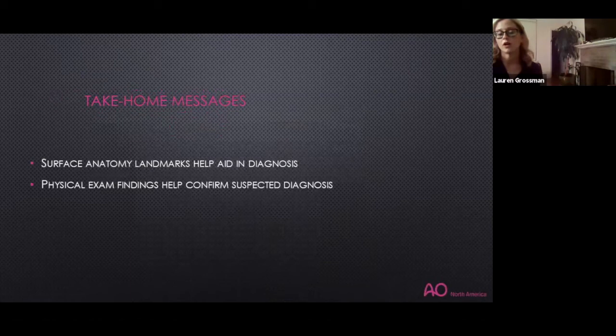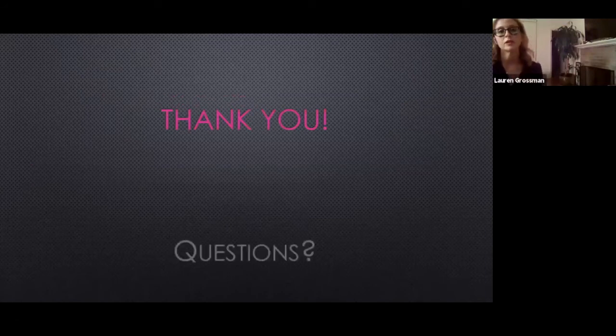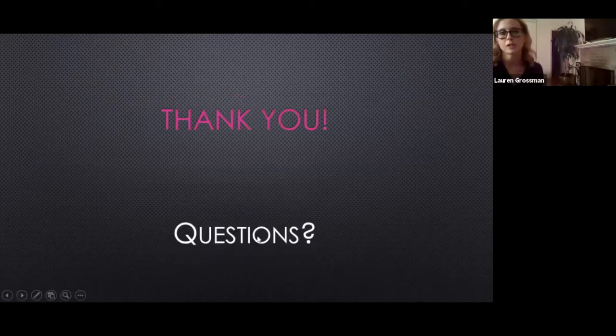So all in all, I believe that we've covered all the surface anatomy of the wrist and hands, able to determine the landmarks, and then use these landmarks in order to help diagnose, and then use the physical exam findings to confirm what your suspected diagnosis is. Thank you. Does anybody have any questions?